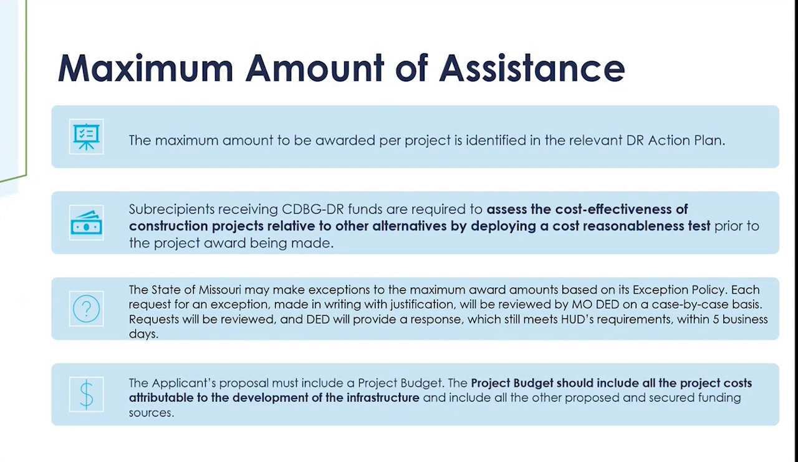Okay, when submitting a proposal, the applicant must include a project budget. So that budget should include all project costs attributable to the development of the infrastructure, and it must include all of the other proposed and secured funding. So again, we talked about duplication of benefits earlier. So as mentioned, it is allowable for there to be additional funding sources, but the additional funds must be committed before any CDBG DR award is made. Okay, so must be secured, and the applicant must be able to assure that the full project budget will be met either through CDBG funding or other sources.